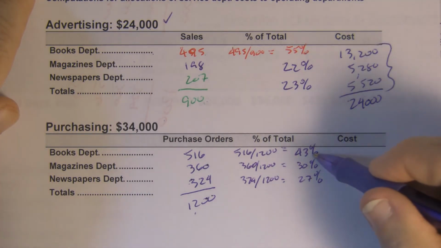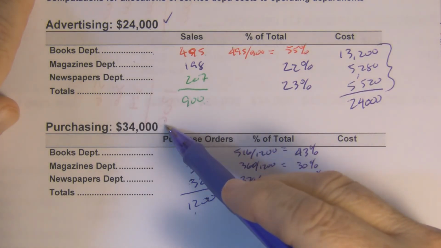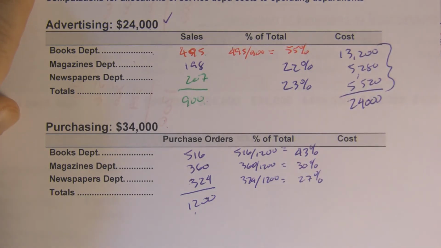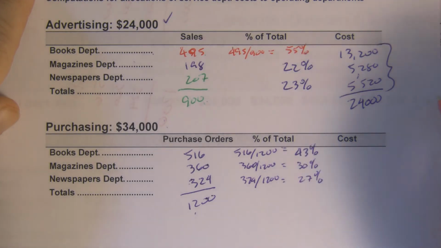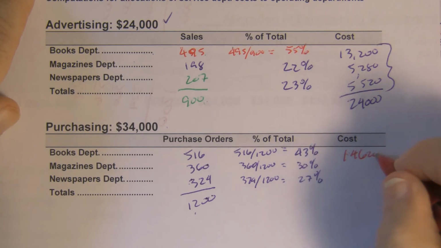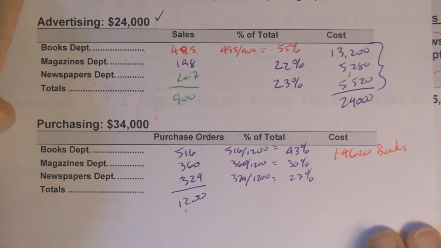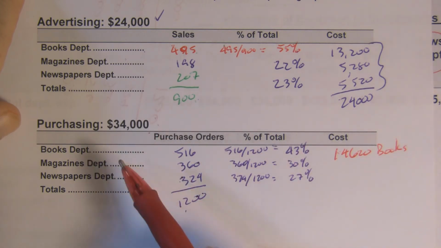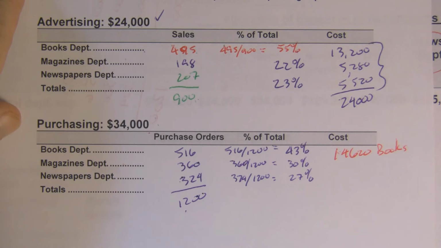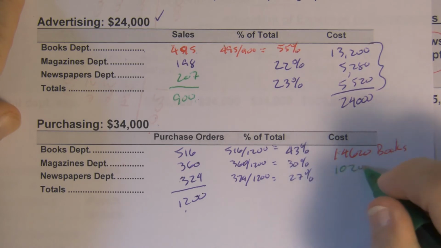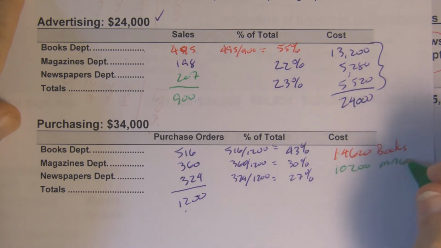Multiply 43% of the 34,000 purchasing expenses, and we'll allocate that to the books department. And that comes to 14,620 to books. Okay. Now we're going to take 30% of 34,000 and allocate that to the magazine department. And that's 10,200 to mags.